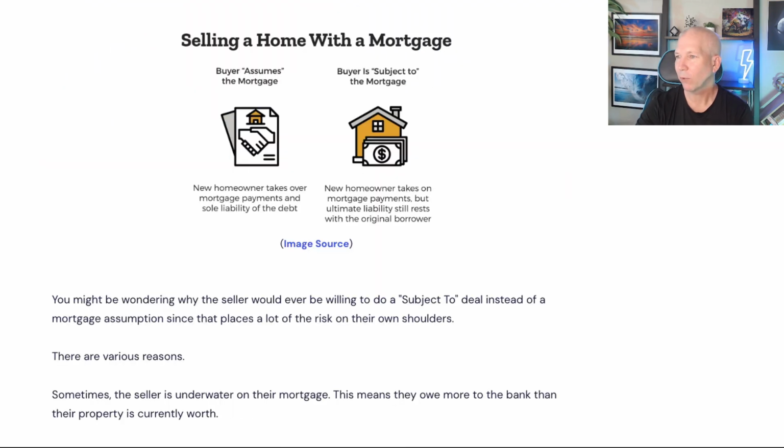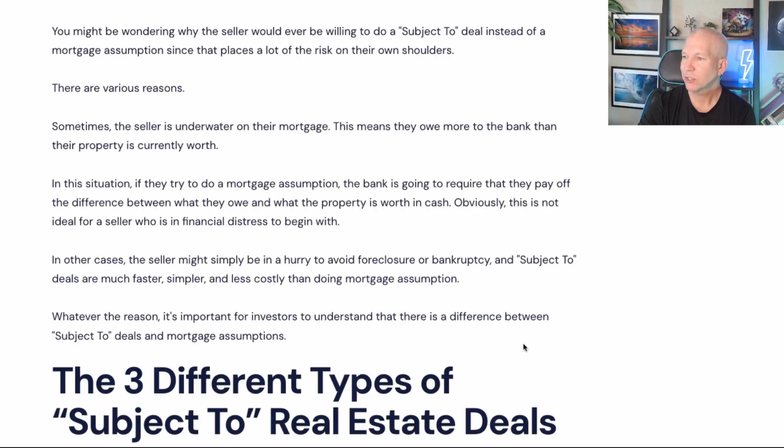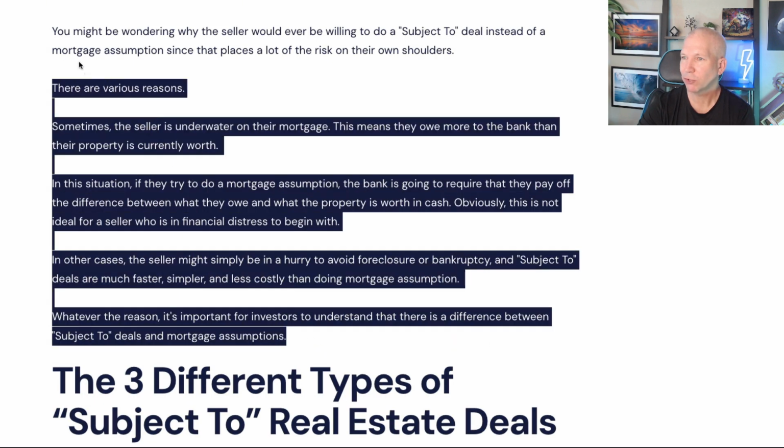Here's a great graphic right here. If the buyer assumes the mortgage, the new homeowner takes over the mortgage payments and sole liability for the debt. If the buyer buys it subject to the existing mortgage and liens, the new homeowner takes on the mortgage payments, but ultimate liability still rests with the original homeowner. So then that leads to the next paragraph, which is right here.